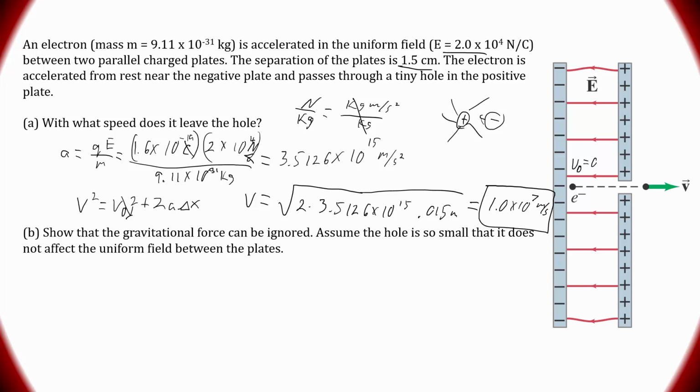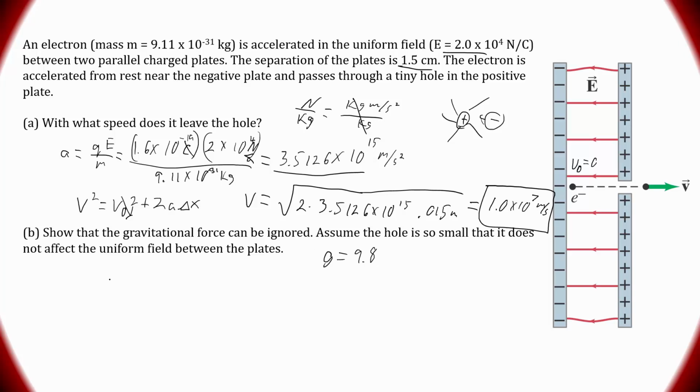Second part of the question, show that the gravitational force can be ignored. Well, there's a couple of ways you can look at this. For one, we can just look at the acceleration due to the electric field. It's 10 to the 15th, whereas the acceleration due to gravity is just g, 9.8. So that is basically enough evidence to say that is insignificant compared to this, and we can ignore it.